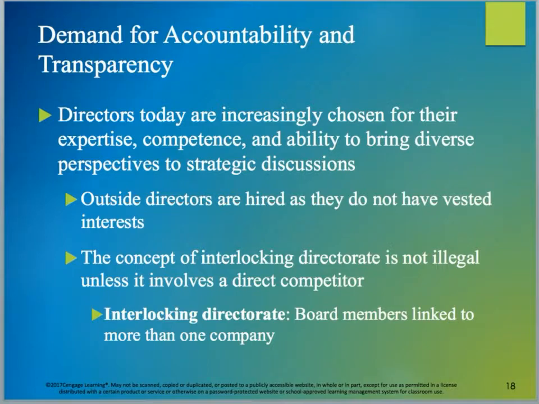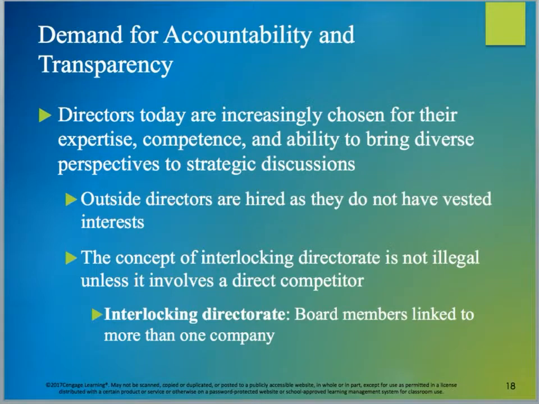There's a demand for accountability and transparency that goes beyond your internal organization. It is coming from the community and from your customers as well, where directors today are being selected based on their expertise, their competence, and their ability to bring diverse perspectives to strategic discussions to address major concerns. And so you want outside directors that don't have vested interests or controlling interest in the organization, so that no undue influence is given by them onto the organization or by the organization upon them.